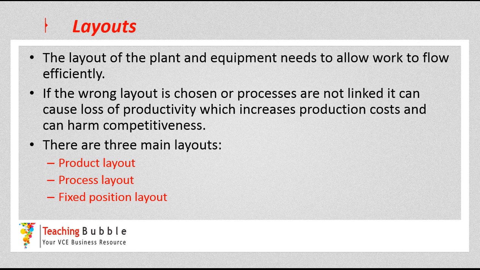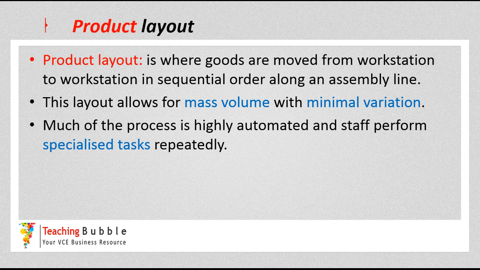So the 3 main layouts that we're going to look at are the product layout, the process layout, and the fixed position layout. The product layout is where goods are moved from workstation to workstation in sequential order along an assembly line. So, your car manufacturing, those types of products where something is added at a different workstation, and it's really good for mass volume products, but also where there's minimal variation required.